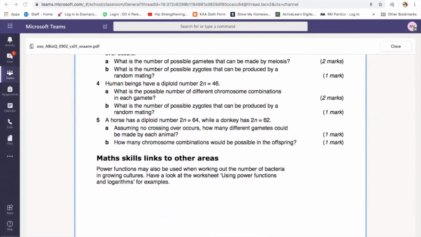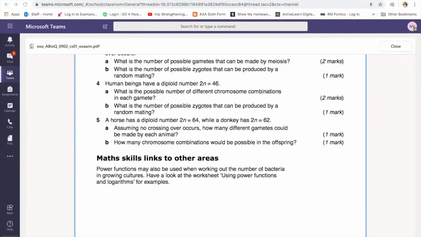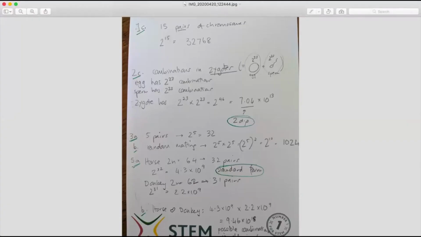Most of these were done really well, so well done, and there are just a few pointers that I want to make, so this won't take long at all. Okay, so let's have a look at this. So I've just written out some of the answers, and I will share the mark scheme with you.